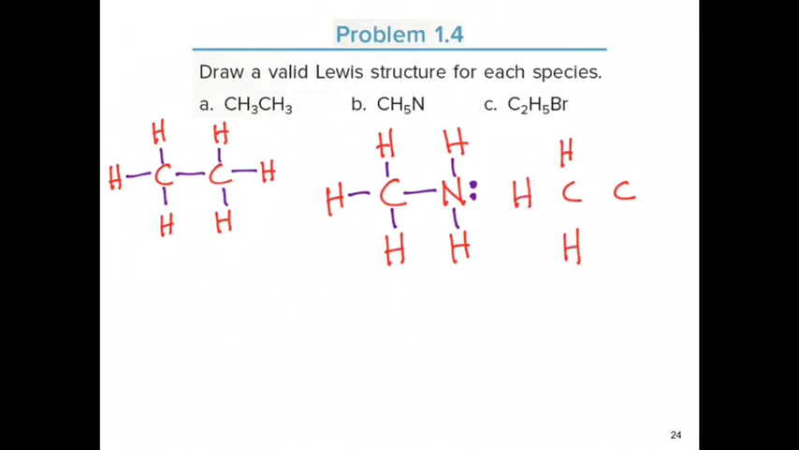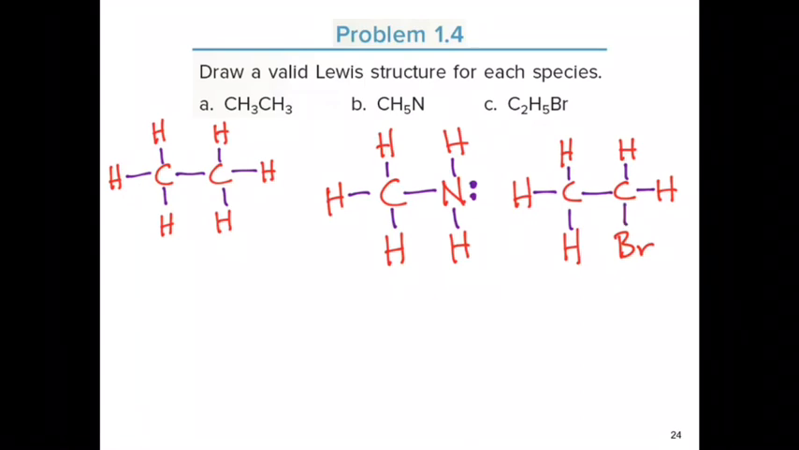And then we'll do the same thing for the second carbon, and then finally bromine. So all the hydrogen atoms and bromine will be terminal atoms. And then we're going to start connecting the atoms by forming a bond. So here's a single bond here, here, here, making sure that they have a total of 8 valence electrons.